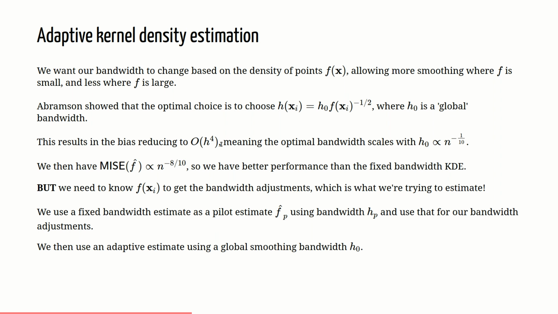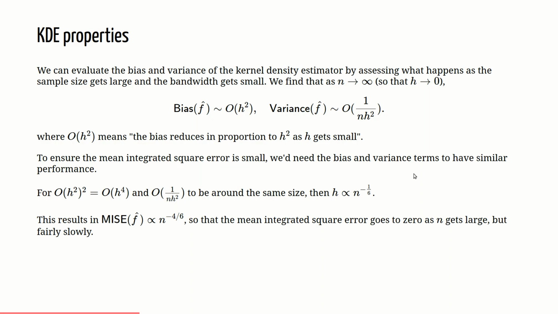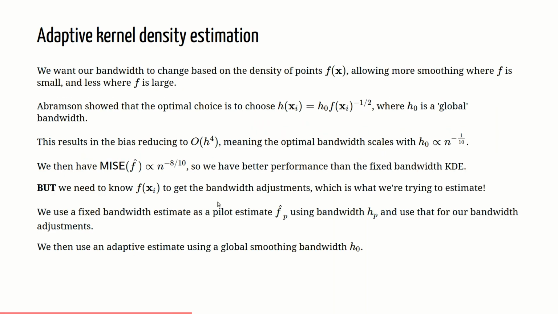And it turns out that this benefit happens while not sacrificing variance. So the variance of the adaptive estimate with this particular formulation is the same as the variance of the estimate with a fixed bandwidth. So the variance is unchanged, but we have an improvement in the bias. And so when that happens, h0 can now scale with n to the power of minus 1/10. So previously it was n to the power of minus a sixth, I think. Which basically means that the mean integrated square error now goes to 0 faster. So instead of n to the minus 4 over 6, it's now n to the minus 8 over 10. Okay, so we get a better performance than the fixed bandwidth kernel density estimate.